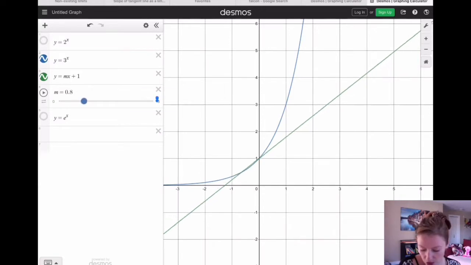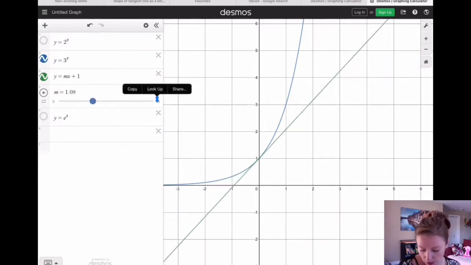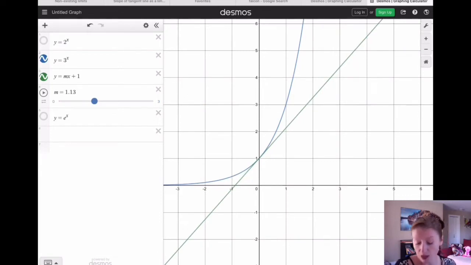So if I try to eyeball what this tangent line looks like here, I would say it's something like this, right? This looks pretty tangent at 0. So the value here that I have is 1.13. Now this is a complete approximation. I'm not after any kind of rigorous definition.